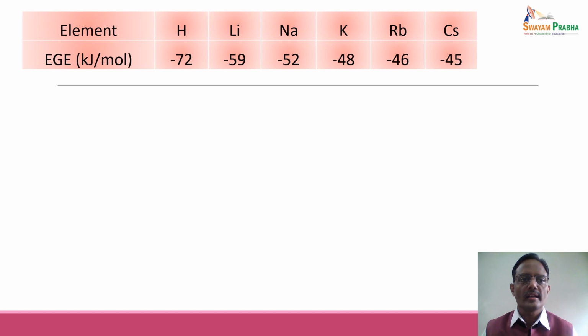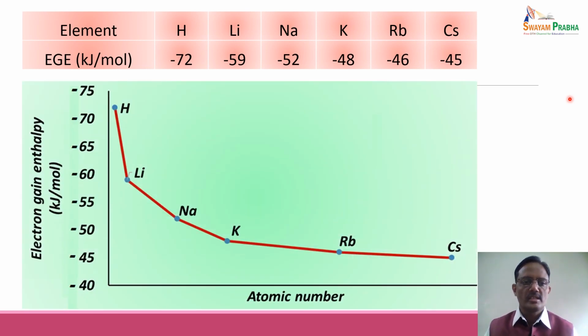So, if we consider an example of first group elements from hydrogen to lithium to sodium to potassium to rubidium to cesium, we'll find that the electron gain enthalpy values continuously go on decreasing. When I say decreasing, the negative values are getting decreased. It means that the tendency to accept the electron goes on decreasing. This is a clear trend without any anomalies from hydrogen to cesium, continuous decrease in the electron gain enthalpy values.